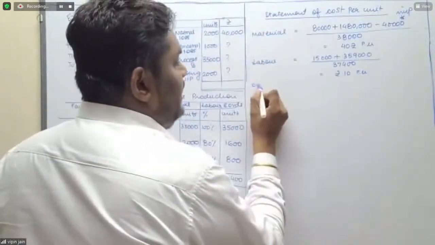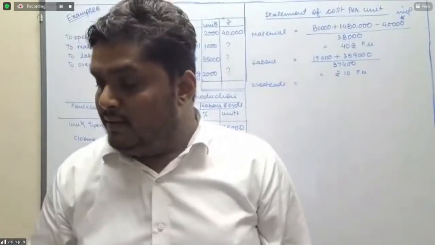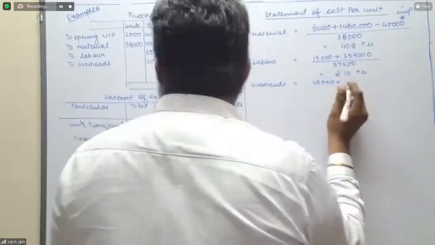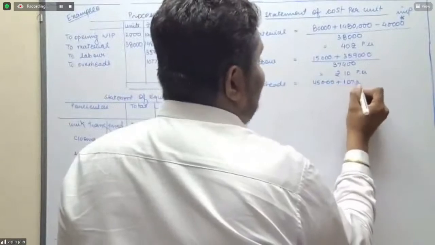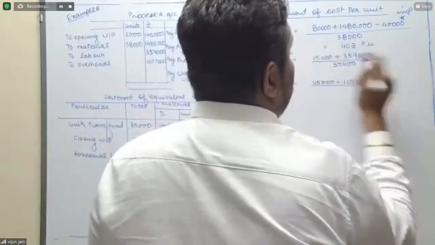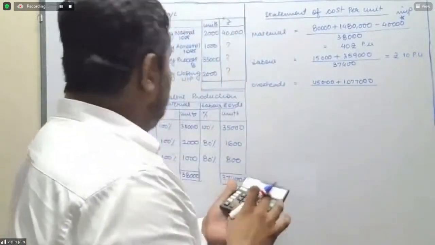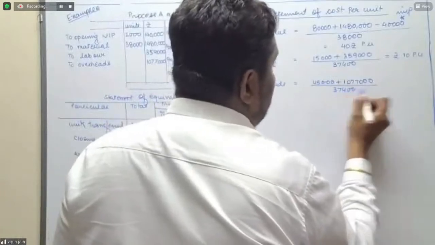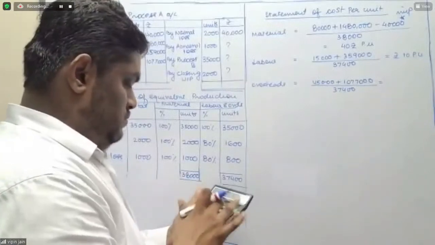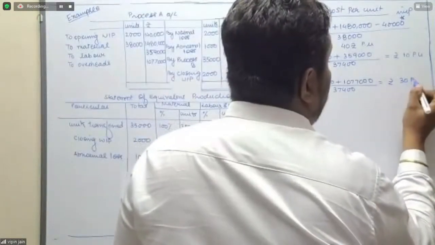Now overheads. In the same way, in opening work in progress the overheads incurred are 45,000, plus overheads incurred during the year, that is 10,77,000, divided by the equivalent number of units, that is 37,400. So this will be rupees 30 per unit.